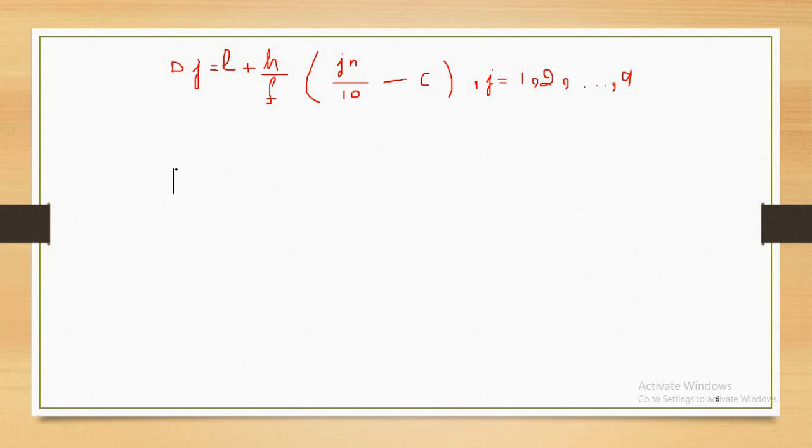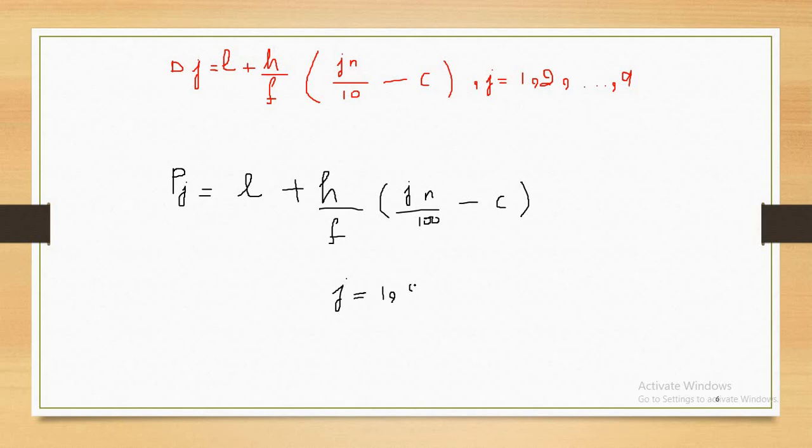And if you want to find the percentiles for the group data, it would be equal to Pj equals L plus H divided by F into J into N divided by 100 minus C, where J is equal to 1, 2 and so on. The last one is 99.